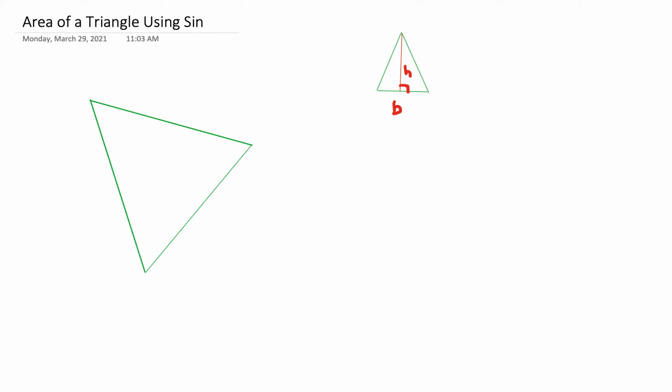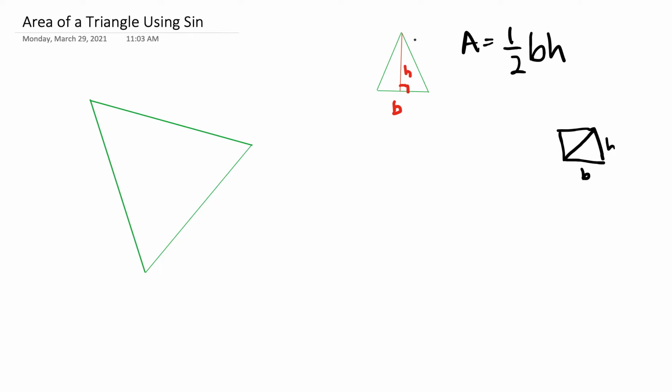Area of a triangle when we don't have the base and the height the way we've traditionally learned to use it. So in a triangle like this one, we learn that the area is always half of the base times the height. In a lot of ways it's because a rectangle or square is base times height, and when you cut it in half you get a triangle.